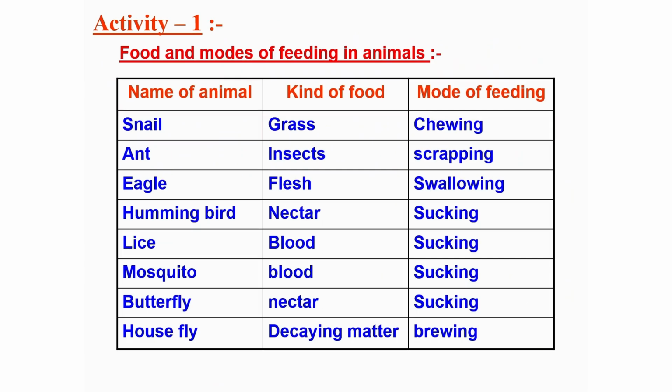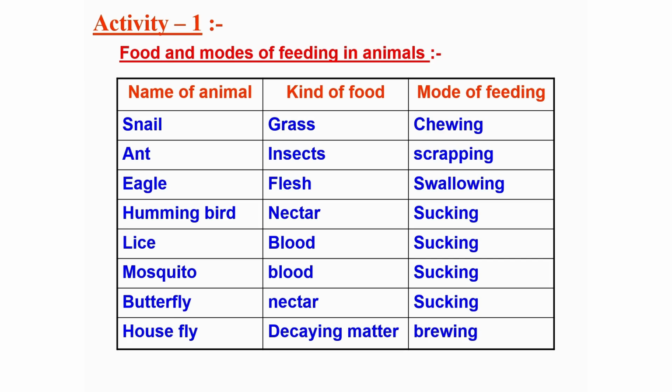Activity 1. Food and modes of feeding in animals. Snail. Kind of food is grass. Mode of feeding is by chewing. Ant. Kind of food is insects. Mode of feeding is by scraping. Eagle. Kind of food is flesh. Mode of feeding is by swallowing.